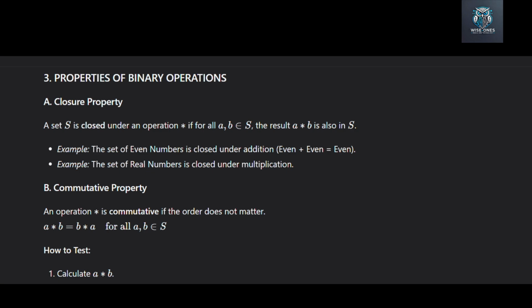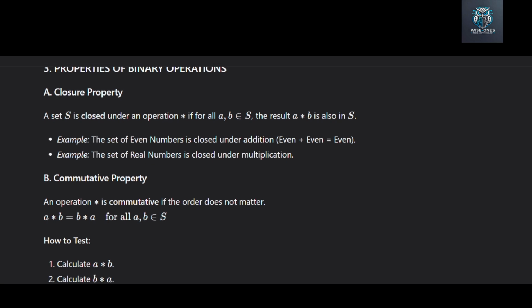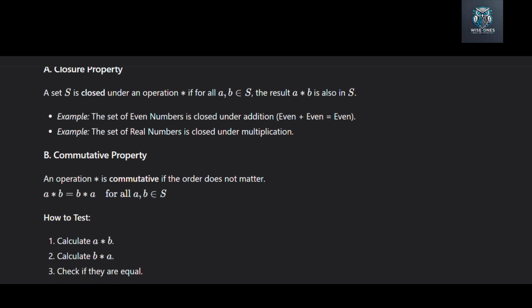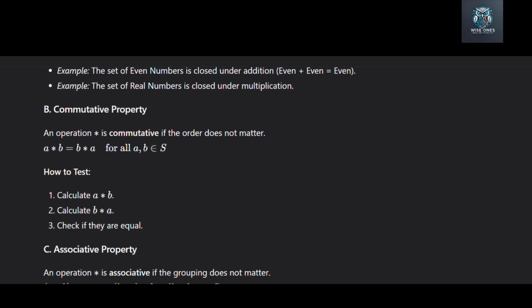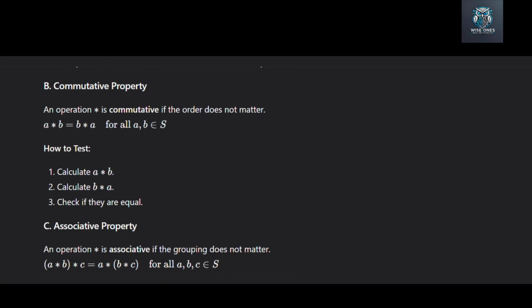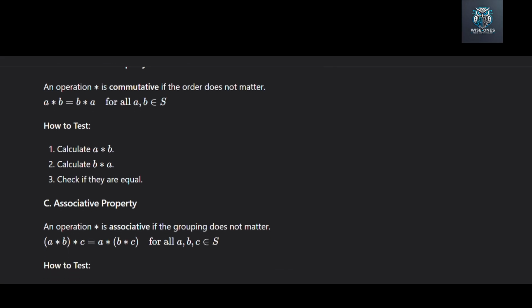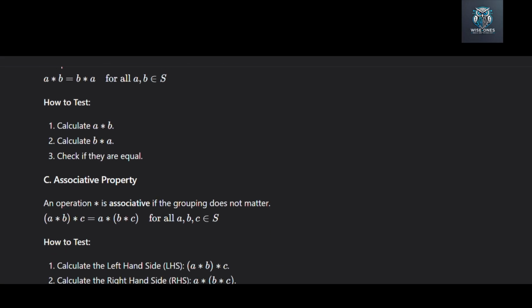How do we test this? Step 1. Calculate a star b. Step 2. Calculate b star a. Step 3. Check if they are equal. If they are equal, it is commutative. If not, it is not commutative.